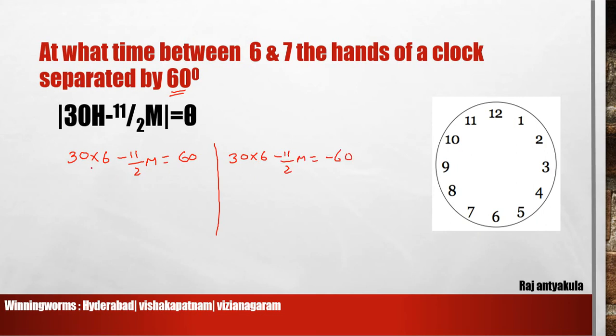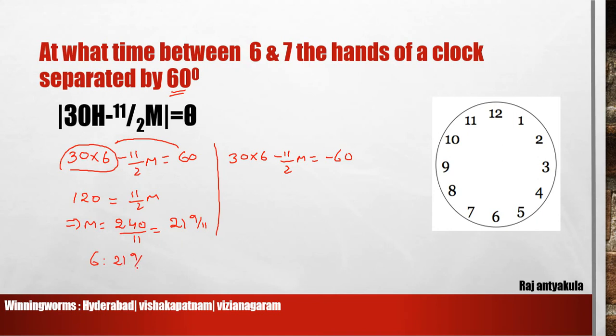Now let us do this case. 30 into 6 is 180. If you bring this 60 to the left hand side, it will become minus 60. 180 minus 60, which is 120, equals 11 by 2 m. This implies m equals 240 by 11, which is equivalent to 21 9 by 11. It means at 6:21 9 by 11 the angle will be 60 degrees.